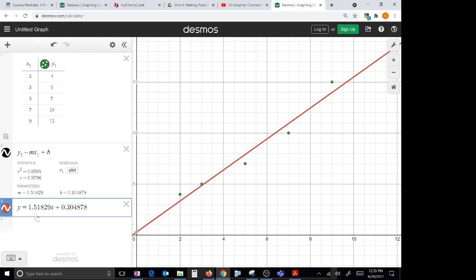You can see this equation that I typed using the slope and the y-intercept that they gave us fits right on top of the line that they gave us before. Okay. I'm going to get rid of that. All right. So now we want to use this to make predictions.